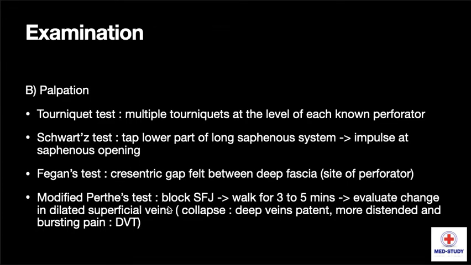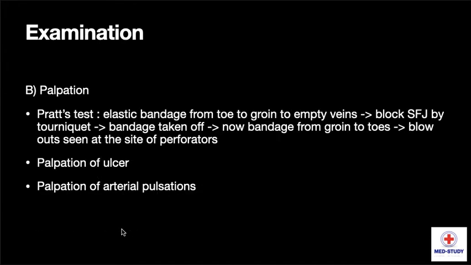Modified Perthes test, we have to block the saphenofemoral junction, walk for 3 to 5 minutes, evaluate the change in dilated superficial vein. If there is collapse, deep veins are patent. And if the veins become more distended and there is bursting pain, it indicates deep vein thrombosis.